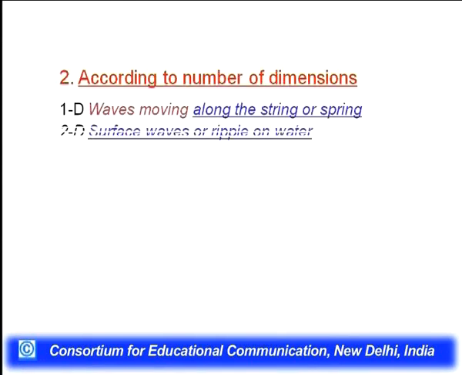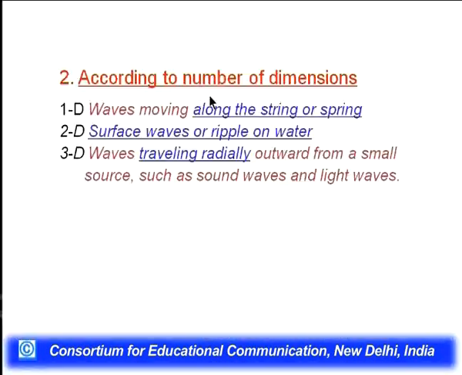Now according to the number of dimensions, we define the waves into 1, 2 and 3 dimensions. The 1D waves are waves moving along a string or a spring, as we all notice in daily life. If a string is moved in one dimension, then that type of wave we will get, and that is a one dimensional wave. Two-dimensional surface waves, for example, are the ripples on water. As we throw a stone in a water tank, then we see that there are ripples on the water.